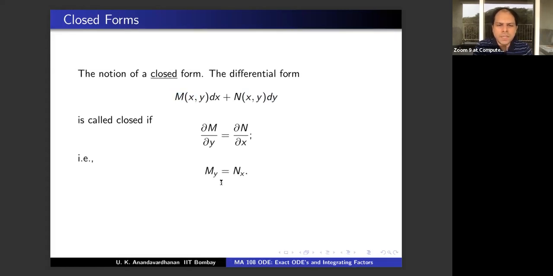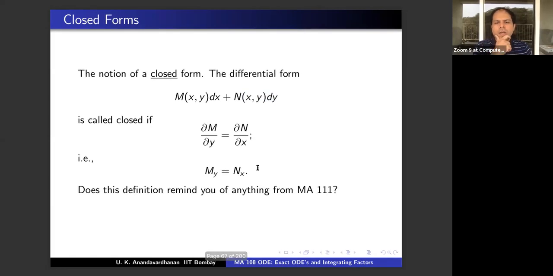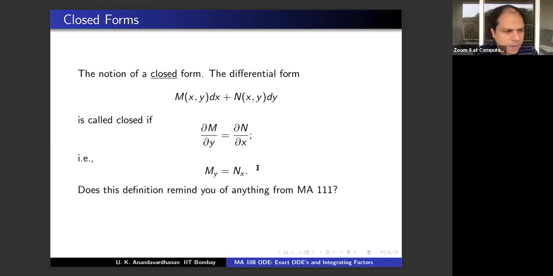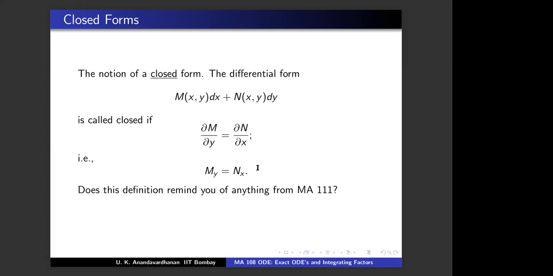In other words, M subscript y, this is the partial derivative with respect to y, is equal to N subscript x. Now let me ask my second question. My first question I will ask you after this. Does this remind you of something in multivariable? Curl is 0. Curl is 0. Curl of what is 0? Curl is defined for a vector field, right? What is your vector field for which curl is 0?